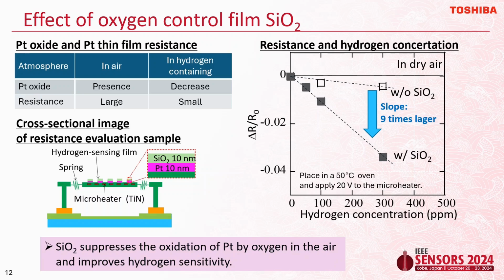Without SiO2, the resistance decreases as the hydrogen concentration increases, but the slope is small. On the other hand, with SiO2, the slope becomes larger, confirming the sensitivity increased. Therefore, it is confirmed that SiO2 suppresses the oxidation of Pt by oxygen in the air, and the reduction of Pt oxide by hydrogen becomes dominant, thereby improving sensitivity.